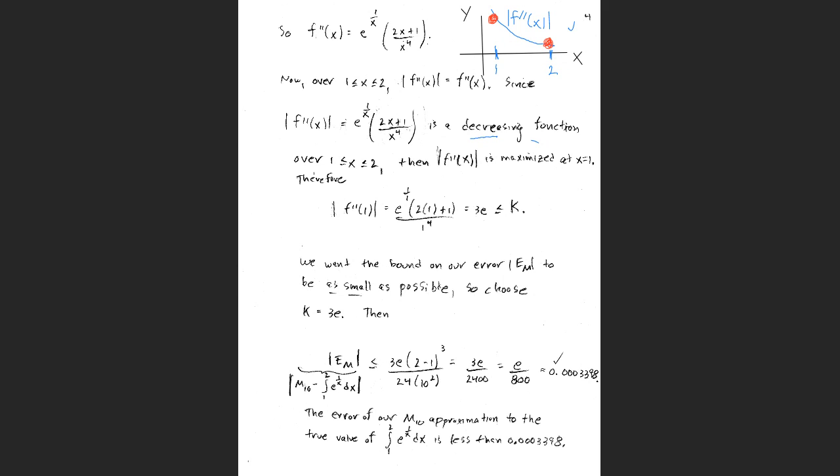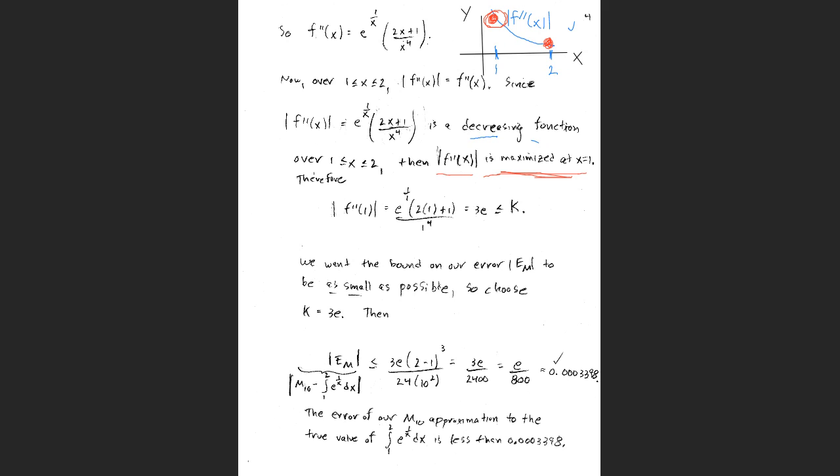So where is that second derivative maximized? Is it maximized at x equals 1, based on the picture, or at x equals 2? What would you say? That's right, Jonathan, at x equals 1, because that value is larger. It's the largest value of the second derivative. And so that means the absolute value of the second derivative is maximized at x equals 1.